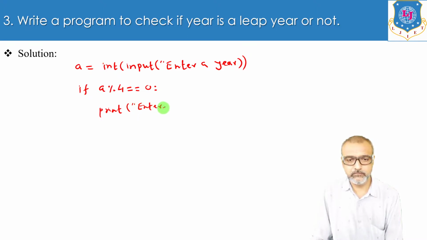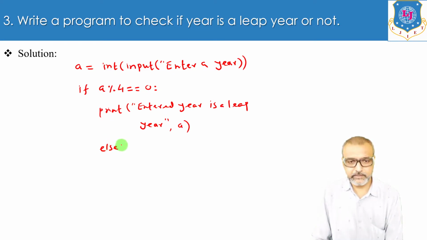Now I will write down print "Entered year is a leap year", comma, and that is A, right? Then after that, else print "Entered year is not a leap year".